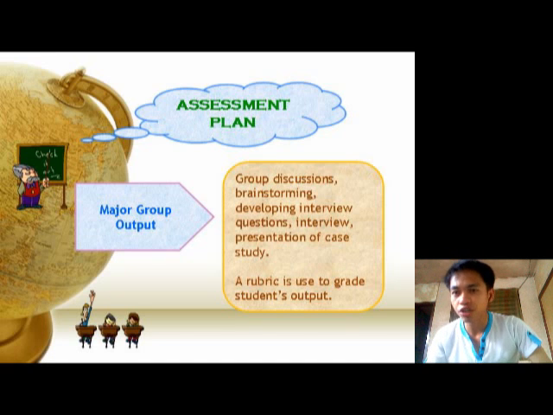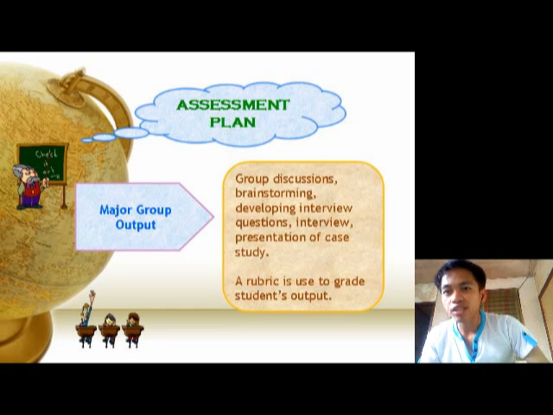In the presentation of the case study, the teacher will prepare a rubric which is used to grade the students' output. So, as simple as that, the teacher will just prepare a rubric as a grading tool.